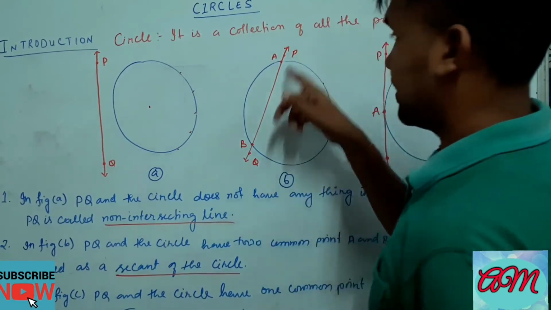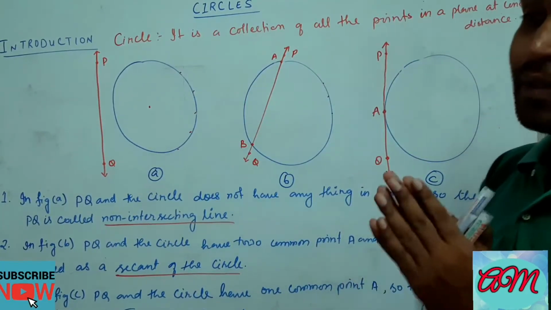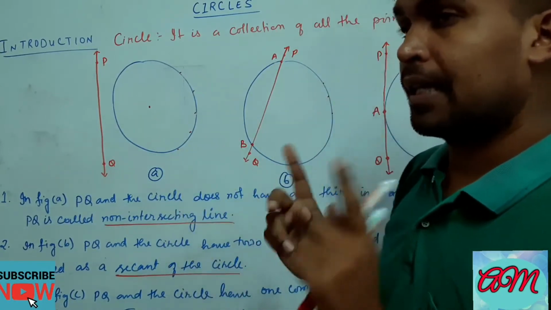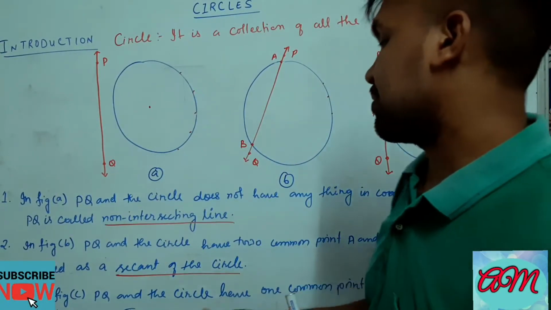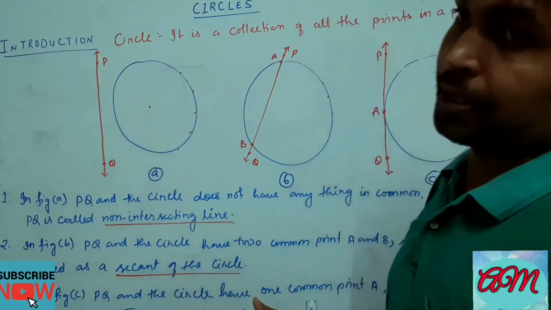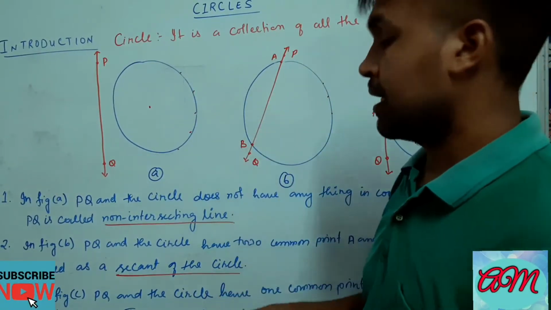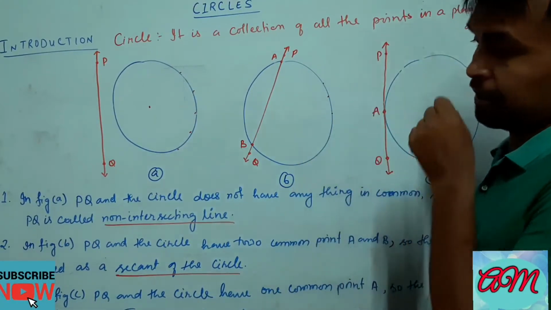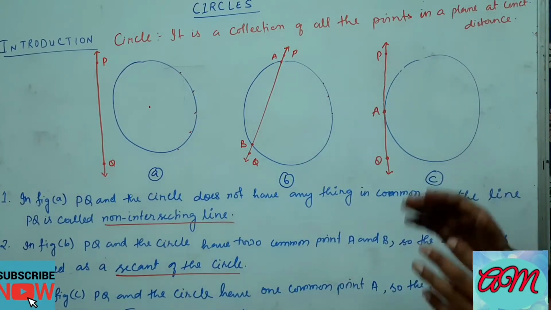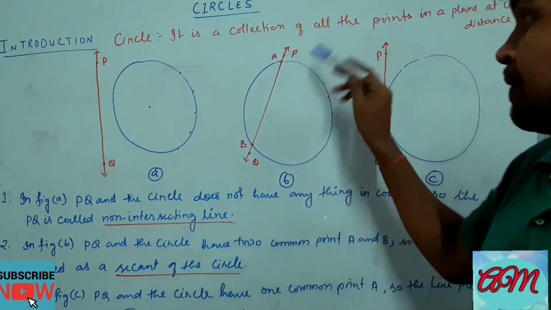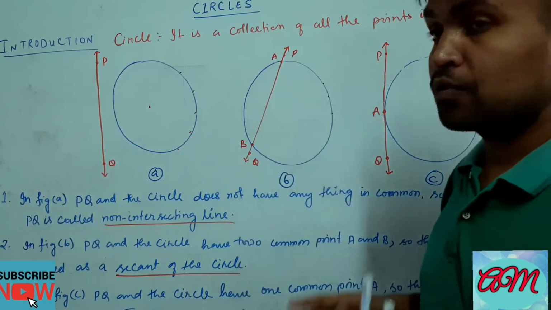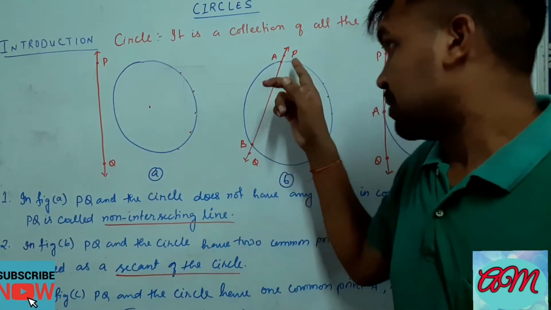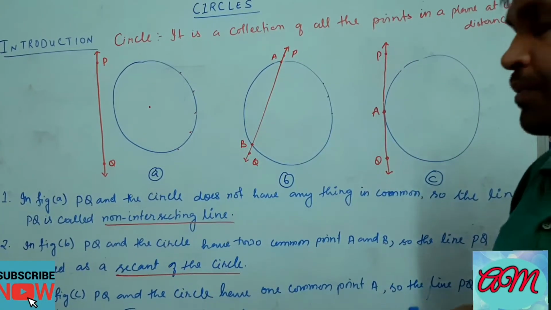It is called a secant. Always remember, if a line touches the circle at two points, then that particular line is called a secant of the circle. Hope this is clear. Again, if a line touches the circle at two points, then it is called a secant to the circle.